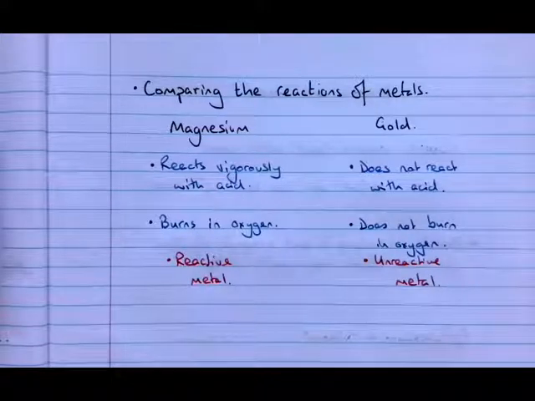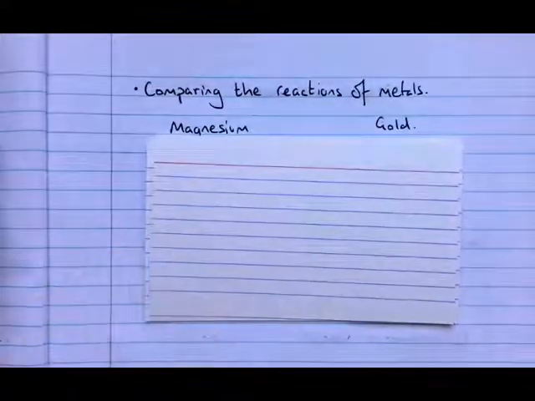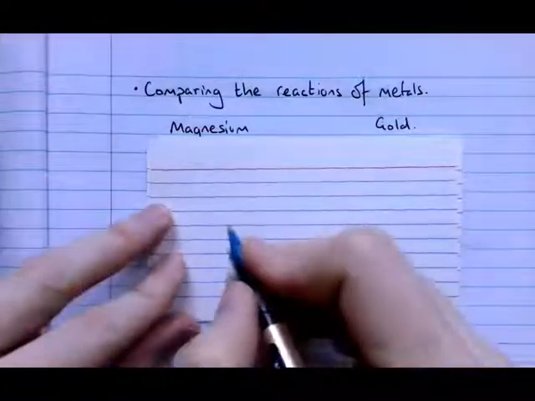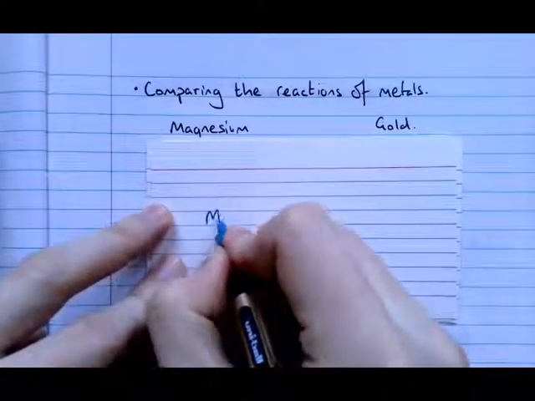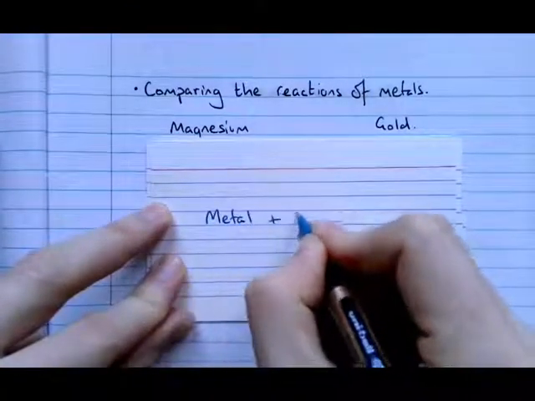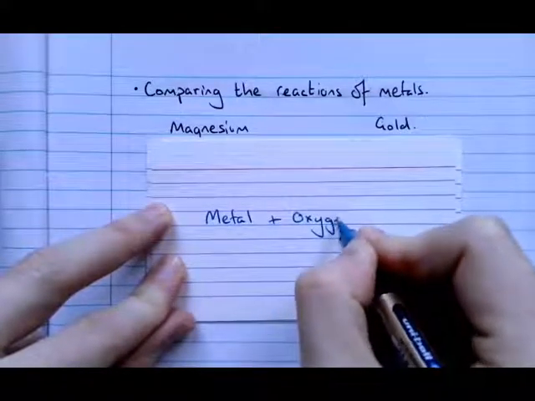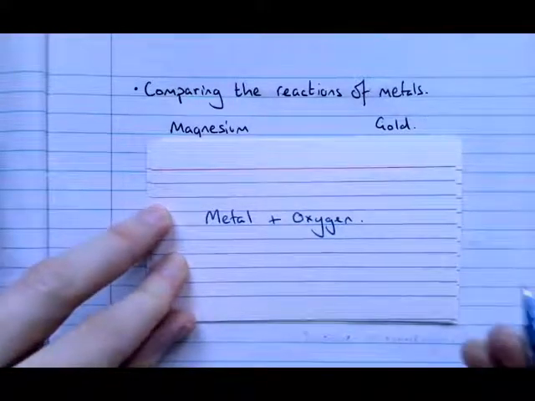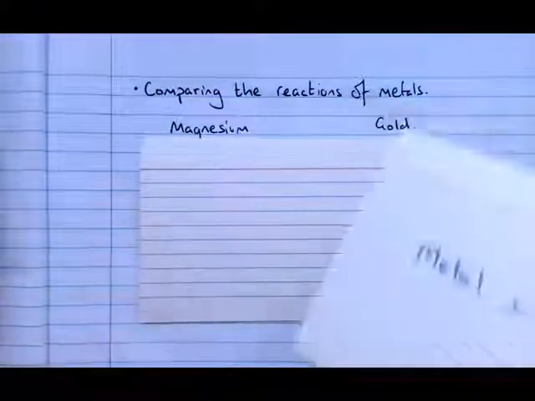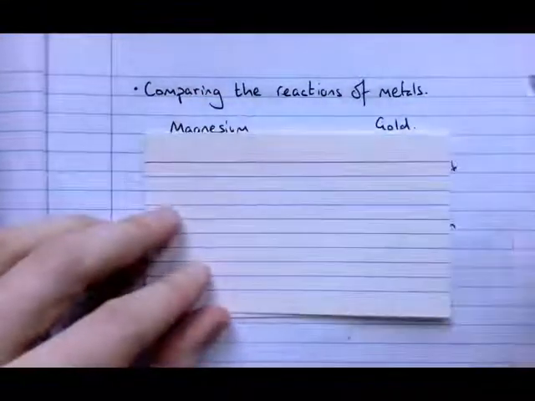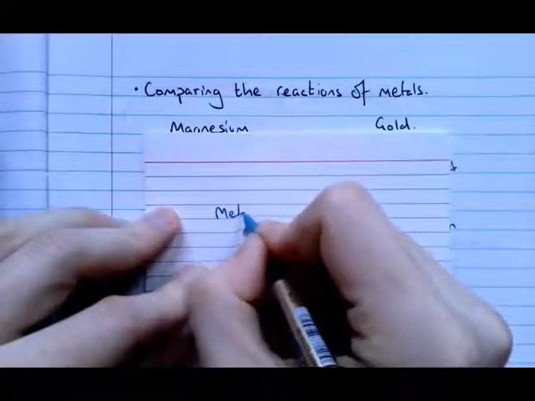Okay, so that's it for this video. So it's probably a good idea now if you could make 2 flashcards, I think. So the first one, we can have metal plus oxygen. So you should already have your metal plus acid from the last one. So your metal plus oxygen is going to give you a metal oxide.